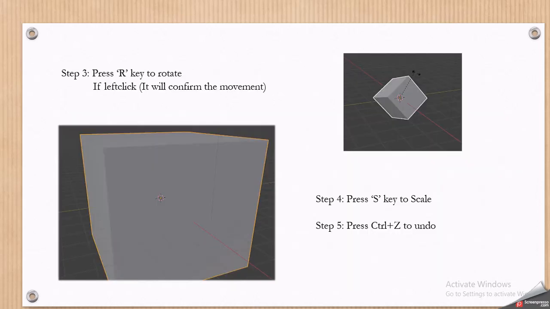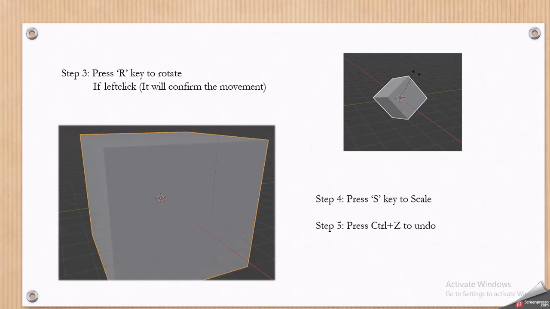Next, we can even rotate that cube by pressing R. By left click we are confirming that manipulation. By right click we are not going to confirm that manipulation. If we left click, the rotation will be performed for that particular object. If we right click, the movement will not be confirmed.